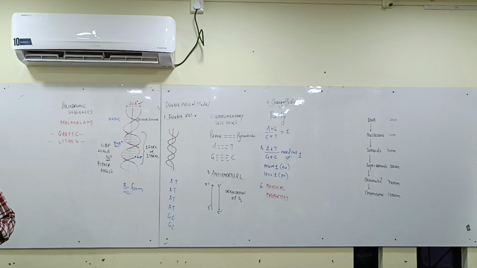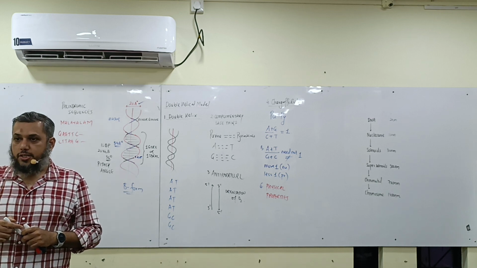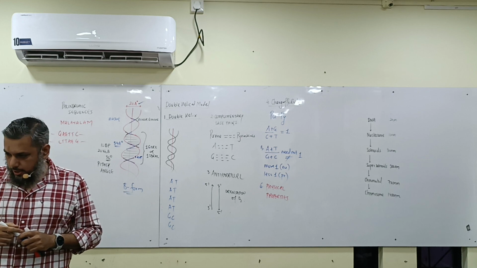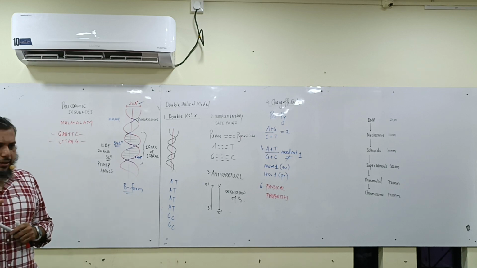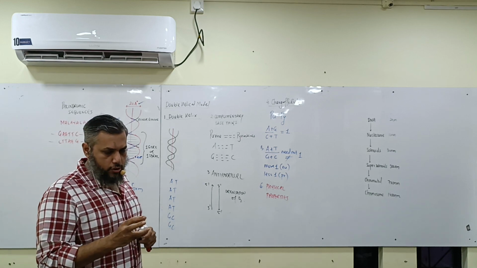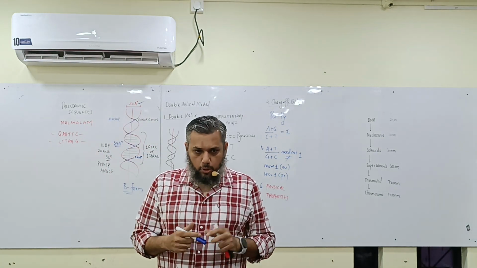Then the next property is something that you read previously: the central dogma. What do you mean by central dogma? That the DNA follows the central dogma.